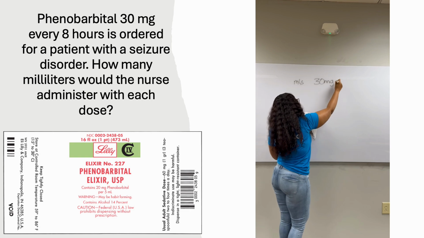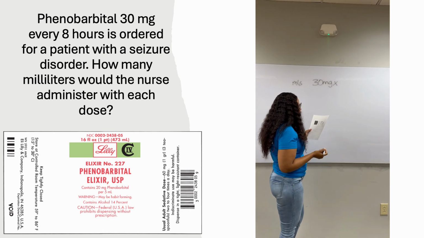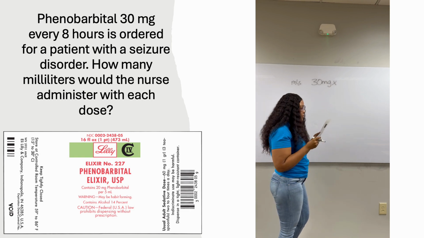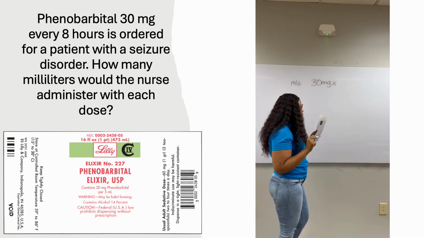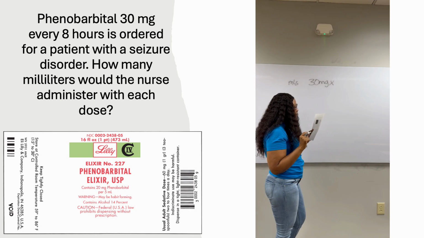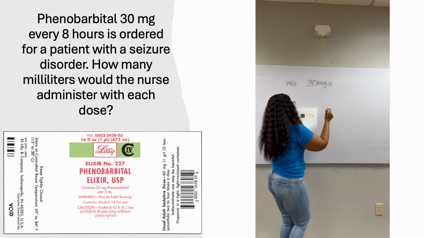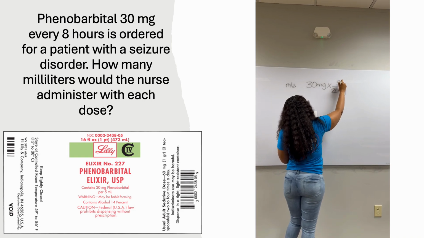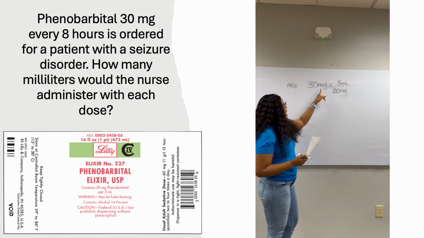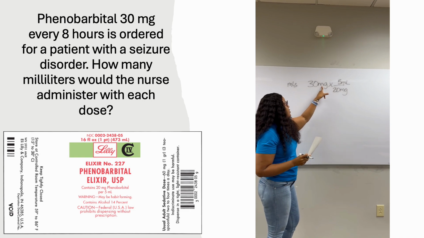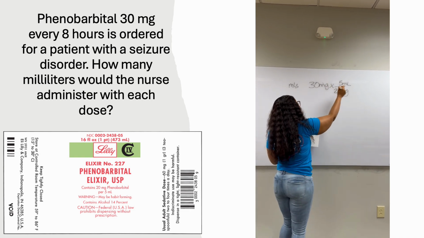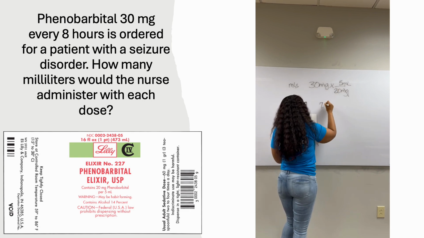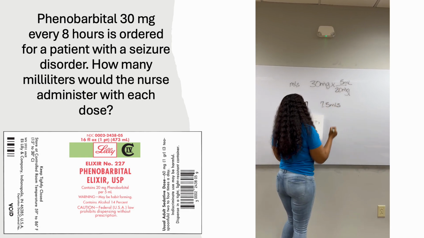So we know our mg need to cancel out, so let's go to our label. Now with this one, they try to be tricky with us, so they made it super small. So if you zoom in, you will see that it contains 20 milligrams of phenobarbital per 5 mLs. So we're going to write 20 on the bottom and 5 mLs on the top. So remember, in order to cancel out, you have to have like units on the top and on the bottom. So our milligrams are going to cancel out. We're going to multiply straight across, then divide, and we should get 7.5 mLs.